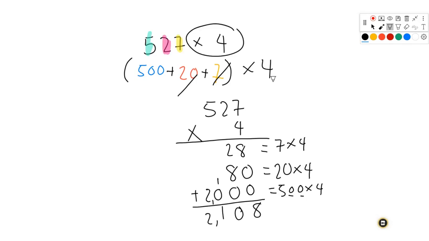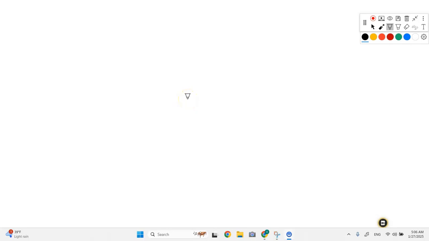I'm going to put up 2 more questions for you to practice before we move on. We're almost done, y'all. The next one is 355 times 3. Go ahead and solve it on your whiteboard and type the correct answer in the box.